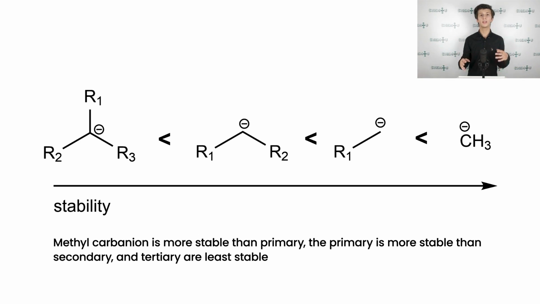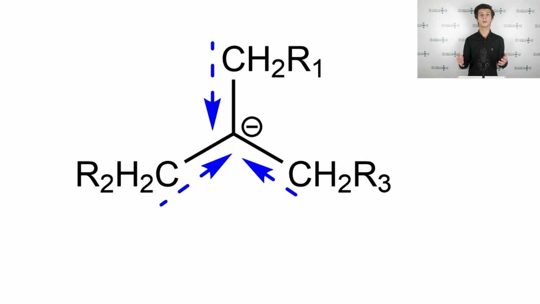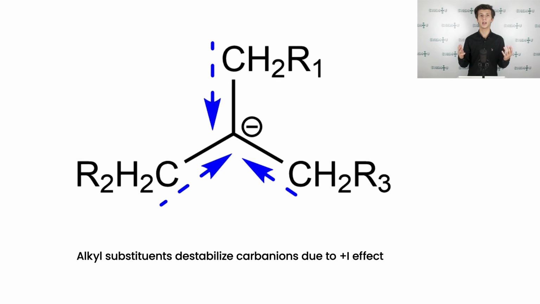It is clear that the order presented on the slide is opposite compared to that of carbocations, and it is simply because of the positive inductive effect, plus I, of alkyl groups, which causes the increase of electron density on the central carbon, thus decreasing its stability. The positive inductive effect is depicted with dashed blue arrows.